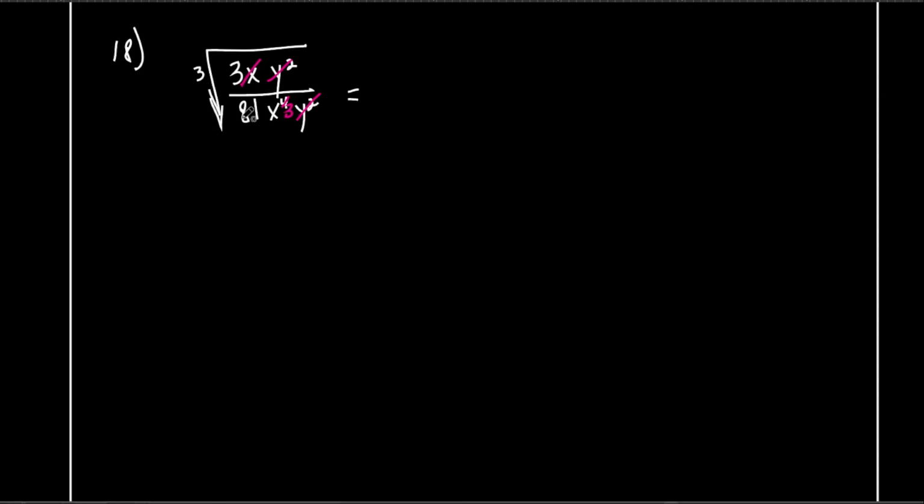Now we got to figure out how many times does 3 go into 81. I think it's 27, isn't it? You can just do that on your own. Okay, so that goes 27 times. So it looks like a mess. Let's clean it up a little bit.